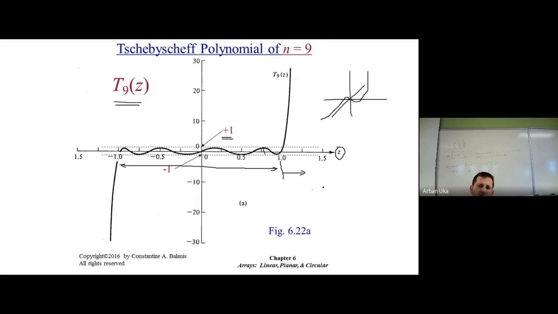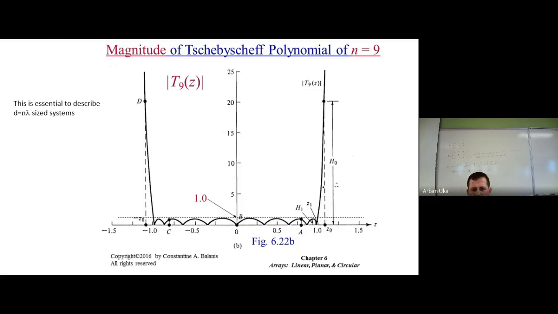Now this is the Chebyshev polynomial. The magnitude, this is how it looks like. The magnitude is somewhat, so is the amplitude. Let's call it amplitude, not the magnitude. And looking at this graph, this is essential to describe the system.